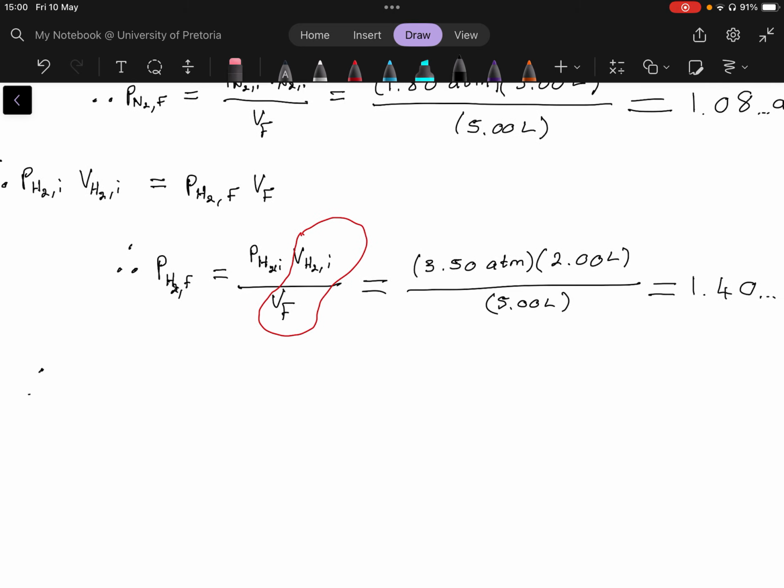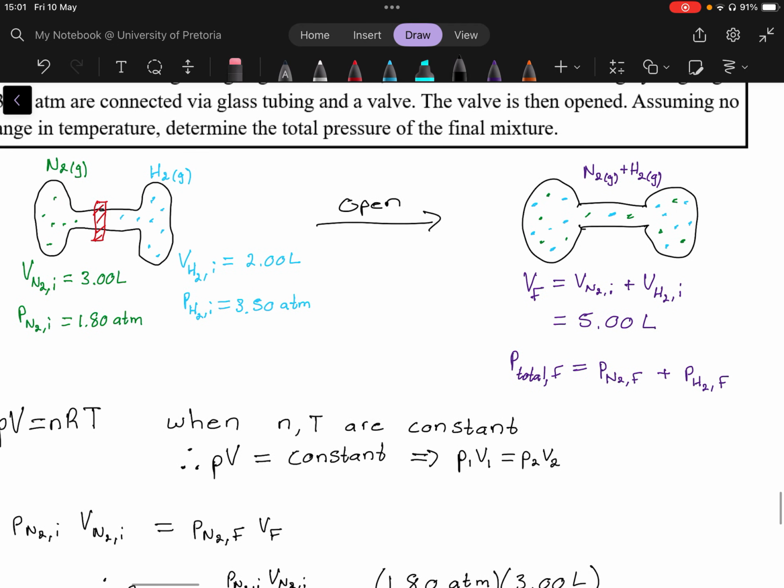Right, and then we just sum that. So therefore, the total pressure of the system after mixing, which is also the final pressure, is equal to the sum of the partial pressures after mixing, 2.48 atmosphere. Three significant figures, but we summed two things, so we're looking for two decimal places. That's the important thing.